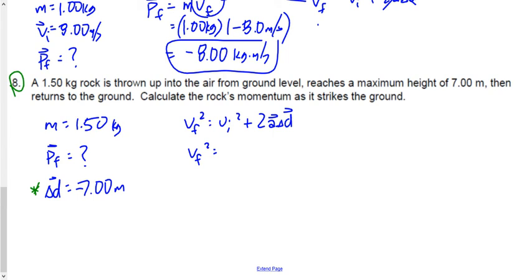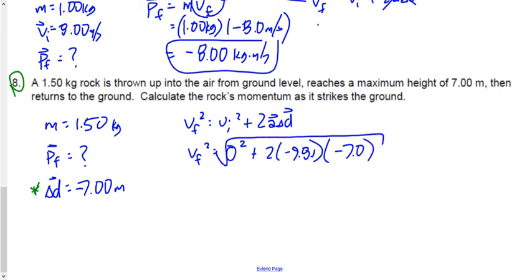What's VI if I'm analyzing the trip down? 0, because it goes up, slows down, and stops, and then speeds up, and reaches VF. So VI on the trip down would be 0 meters per second. 2 times -9.81. And D would be -7.0. So we square root that to find what VF is. And we get 11.719.